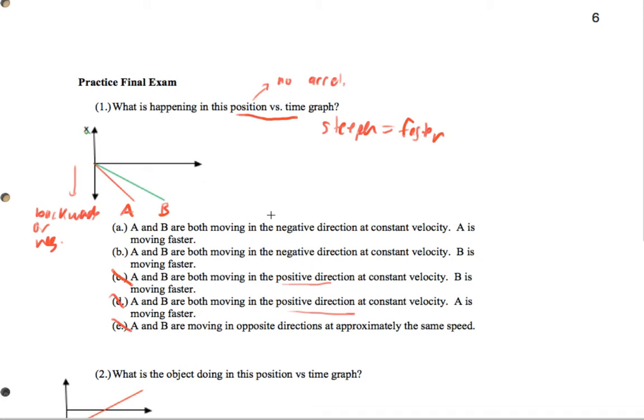So let's be really clear. Both A and B are moving, and they're moving at a steady speed. So that means this is right. Now, how do we know A is moving faster? Let's remember, since A's slope is steeper, that's how we know it's moving faster. So the answer is going to be A for number 1.